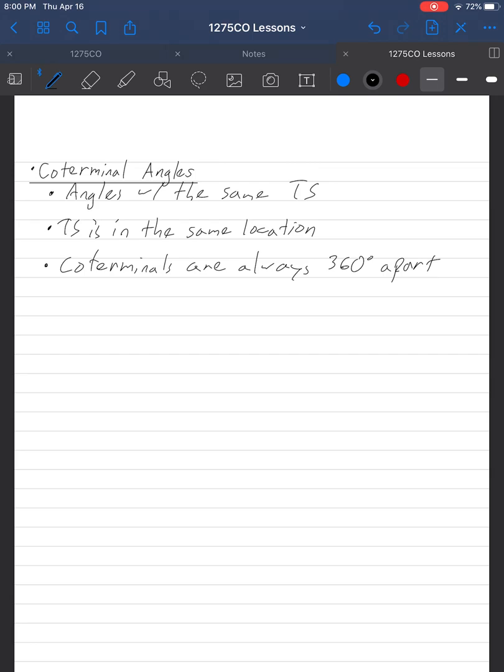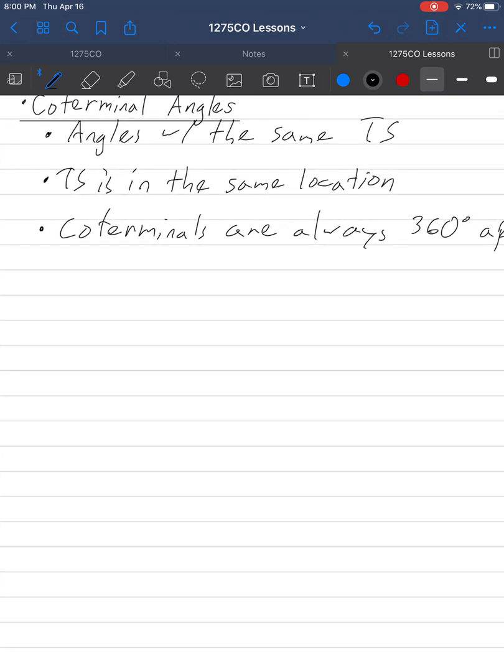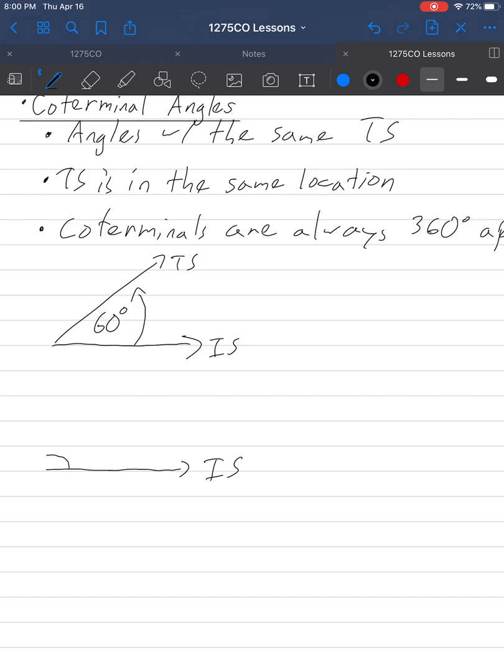Which brings us to the topic of coterminal angles. Coterminal angles are angles with the same terminal side. For instance, if I were to draw an angle that measures 60 degrees, that means the terminal side swung in a counterclockwise direction up 60 degrees. Well, if I were to take another angle, let's say 420 degrees, 360 degrees is a full circle. So if we go another 60 degrees past 360, that means the terminal side ends up here.